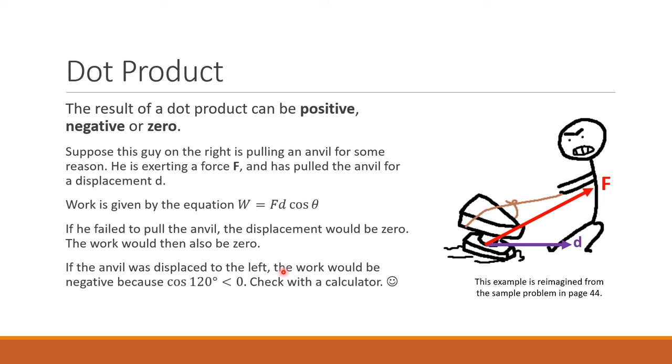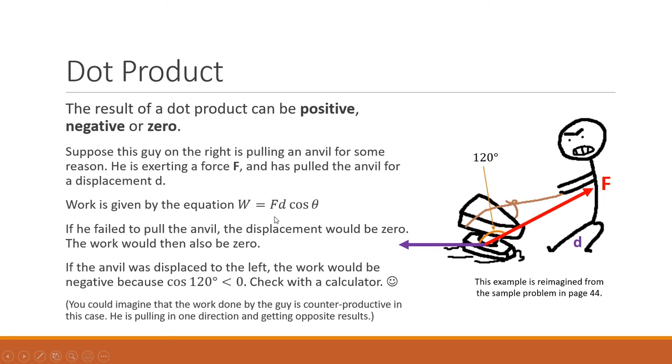If the anvil was displaced to the left, boom, that's D, it went to the other side, the work would be negative because cosine 120, the angle between the two vectors, is less than 0. You could check it with a calculator. You're going to see that it becomes negative. The work is negative. So that's why it's said that the dot product can be positive, can be negative, can be zero. This one is just the dot product of force, a vector, and D, also a vector. So, that's it.